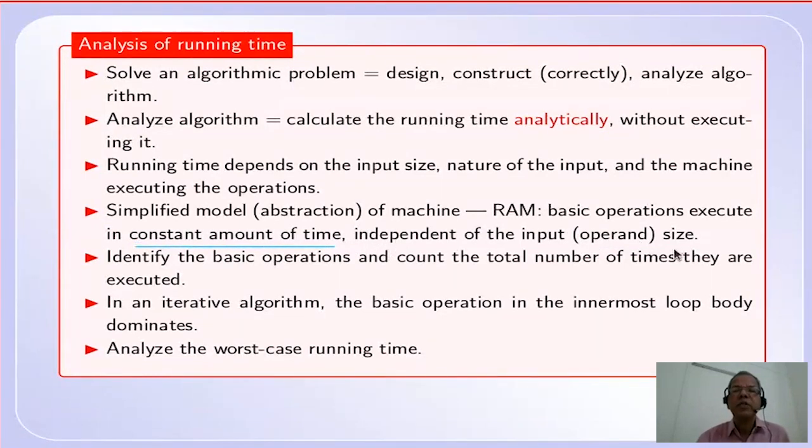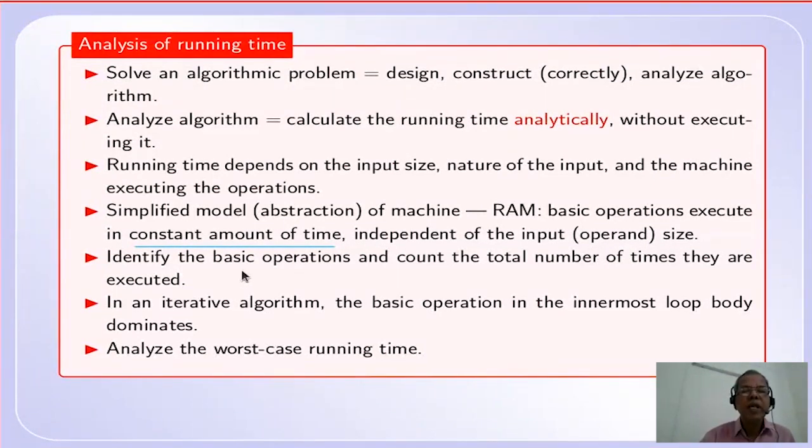independent of the input size. For example, adding two numbers takes a fixed amount of time. It does not depend upon the numbers. Multiplying two numbers takes a constant amount of time. Whereas to calculate the factorial, the time it takes depends on the operand. So how do we analyze the algorithm?